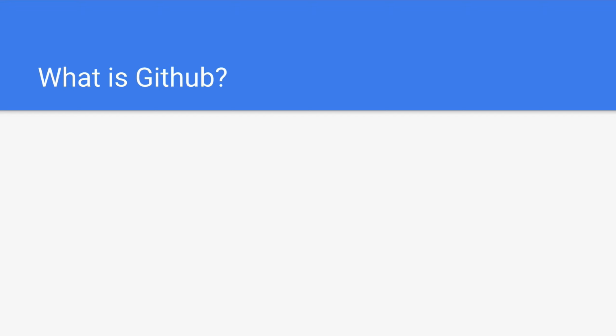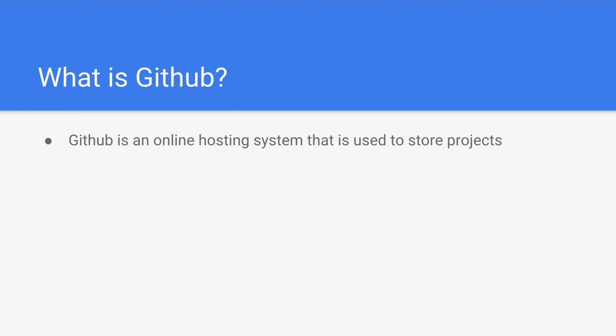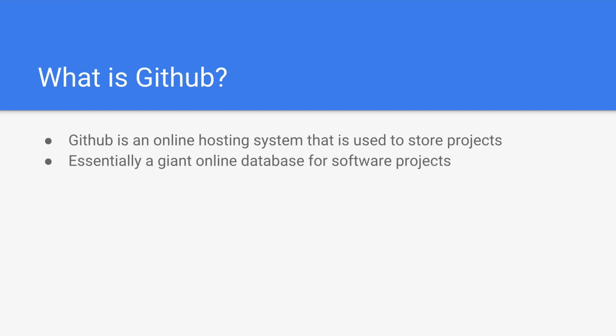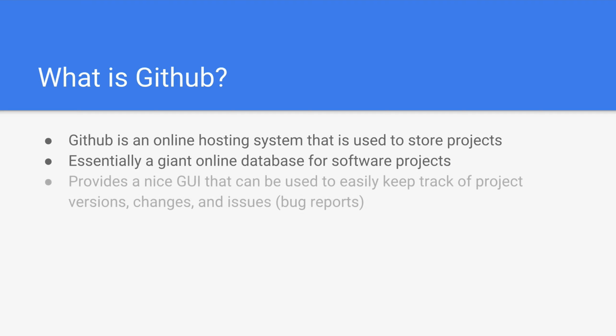Likely you've heard of GitHub if you've been around the programming community for any amount of time. Well, GitHub is actually just an online hosting system that is used to store various projects. Essentially, it can be thought of as a giant online database for software projects, and it doesn't necessarily just have to be software, although you'll most commonly find software on GitHub. The nice thing about GitHub is it provides a really good looking GUI that's easy to use, and we can use this to easily keep track of project versions, changes, and issues such as any bug reports or anything that needs to be changed within a project.